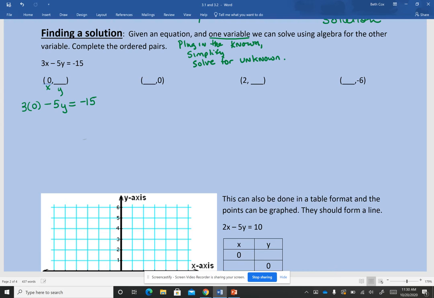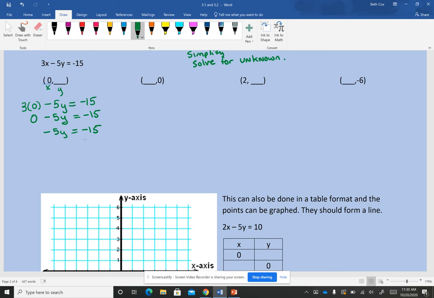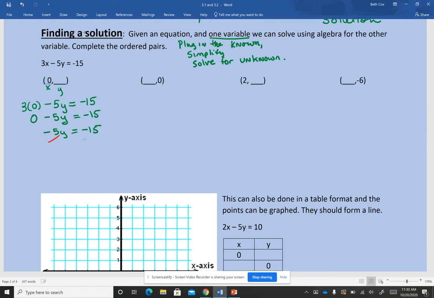Okay, so I plugged in the known. Simplify, I'm going to get 0 minus 5y equals negative 15. I don't need that 0, so to simplify this, I'm just going to rewrite it as negative 5y equals negative 15. So I plugged in the known and I've simplified, and I can solve this. I just spent a whole month or so learning how to solve an equation, so I solve by dividing both sides by negative 5, and I get y is 3. Now I can check my solution if I want to, which is what we just did before, but I'm not going to do that in this video. You can take it and check it.